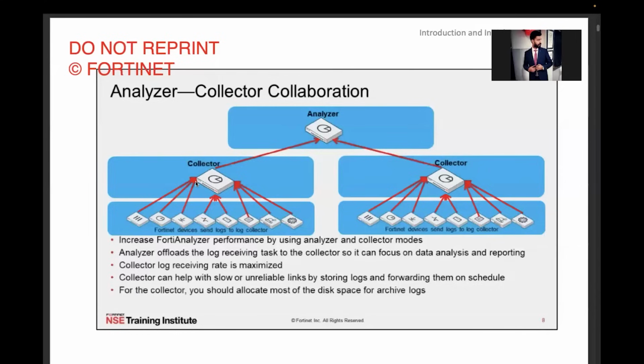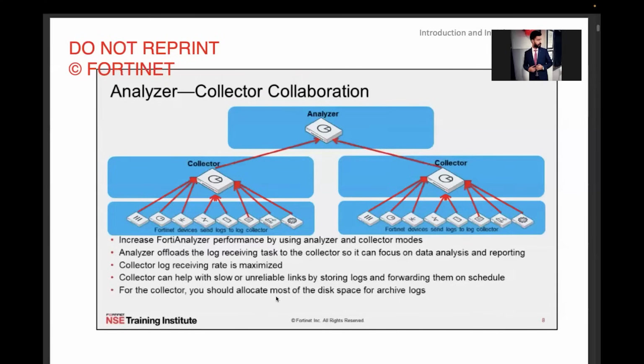If bandwidth is an issue, like in the case of slow WAN links, you can use the store and upload option to send the logs only during the low bandwidth period. So the collector can help with slow or unreliable links by storing the logs and forwarding them on a schedule. For example, in the midnight, if the load on that particular link is low, now you send it. If the load is high, please hold it. You can schedule it.